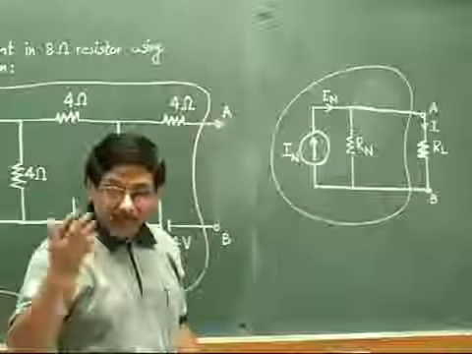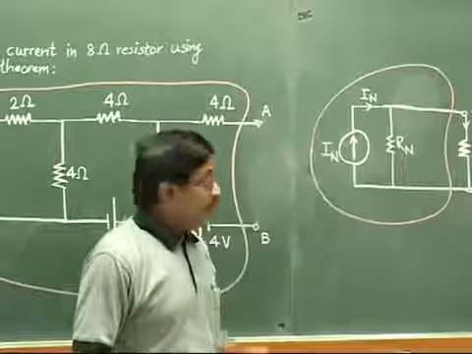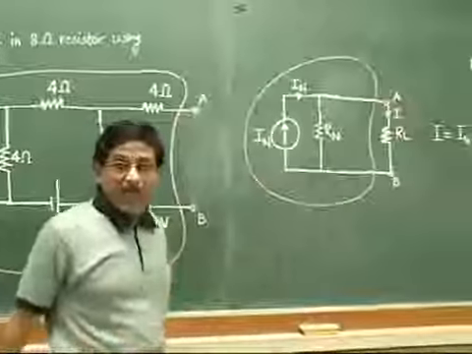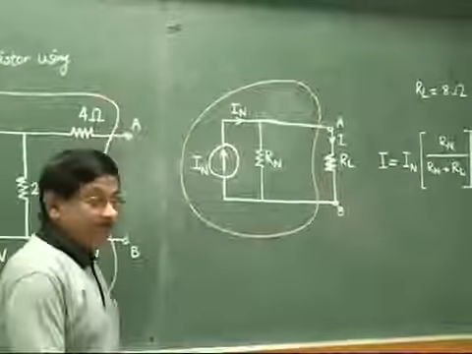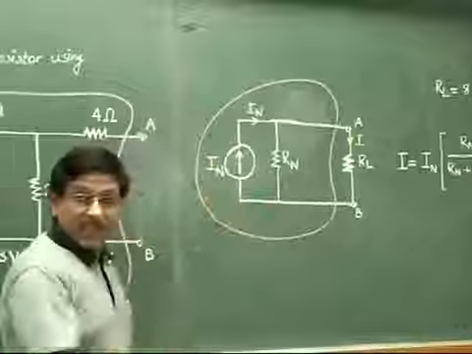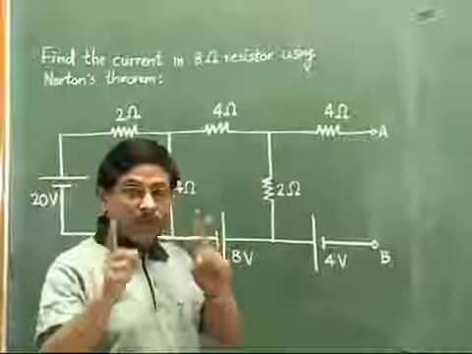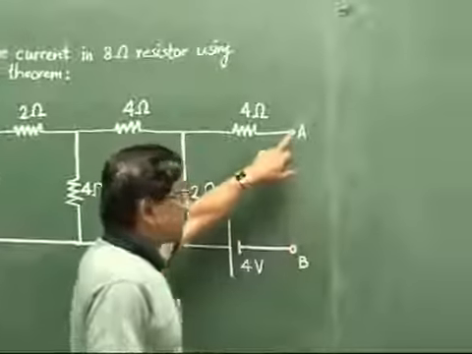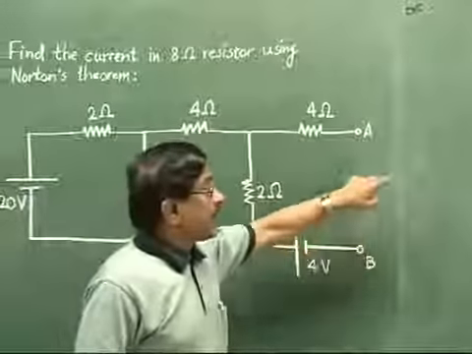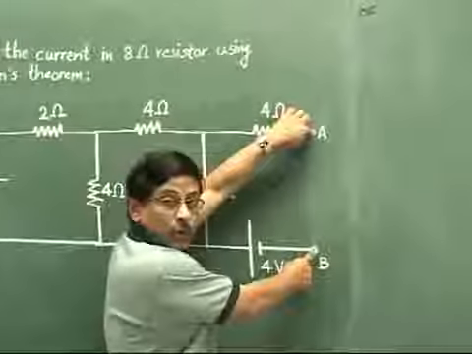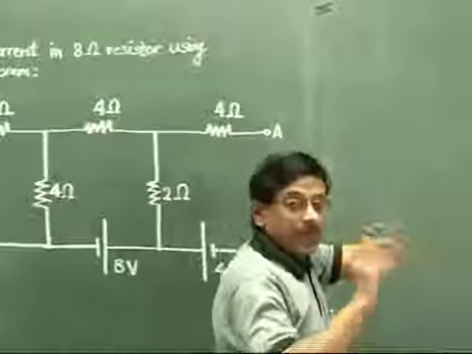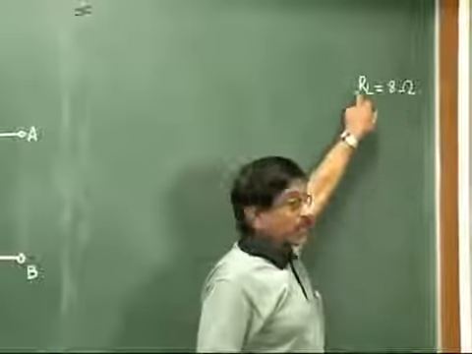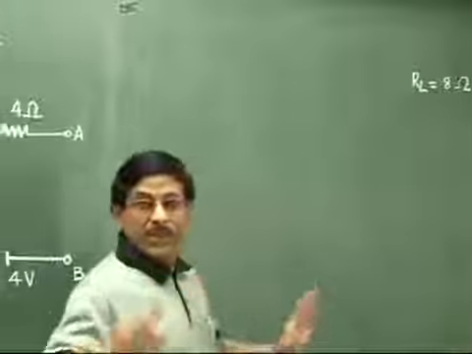So let us go step by step. Okay, so I will just make the blackboard clean and then we will proceed towards the given circuit. Our first step in Norton's theorem is to remove the load resistor. That we have done. We have removed this 8 ohm resistor and we have shown or written somewhere that our load resistor is 8 ohm. That is the first step.